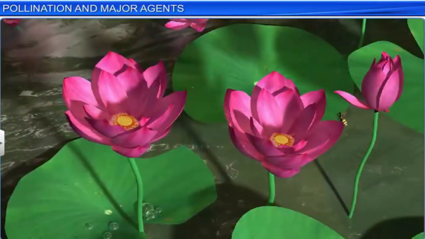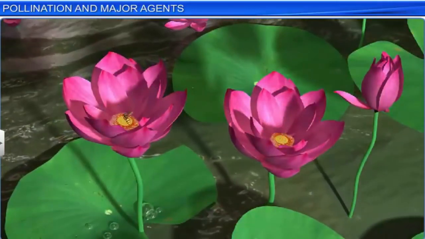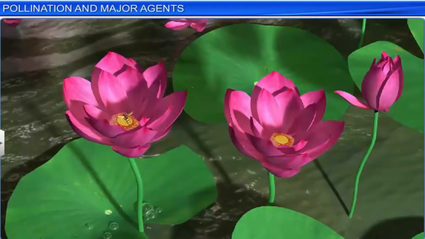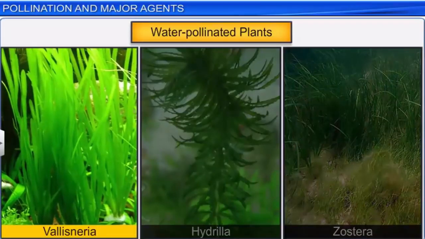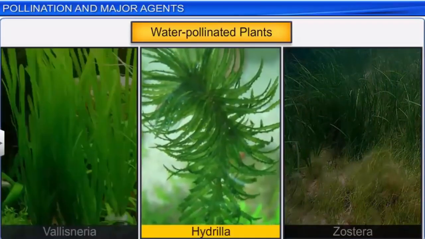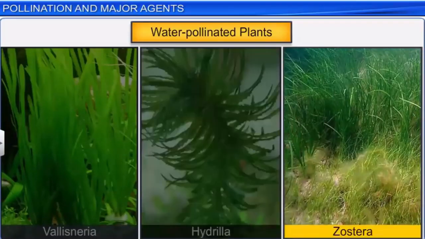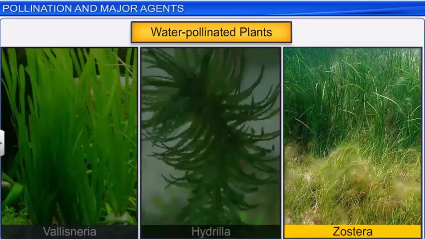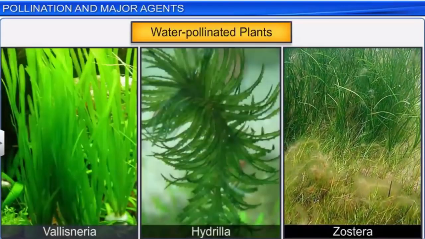Honeybees, as well as other insects, also pollinate a large number of aquatic flowering plants, such as the freshwater lily. However, in certain freshwater plants such as Vallisneria and Hydrilla, and marine seagrasses such as Zostera, pollination occurs by water. This is also known as hydrophily.